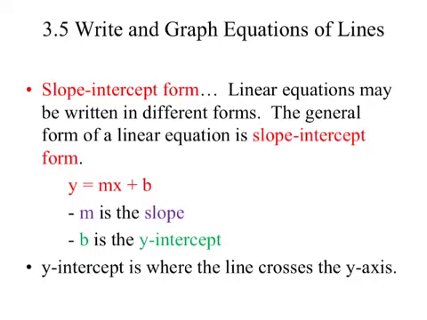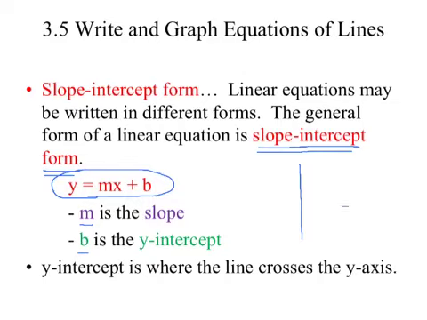First of all, slope-intercept form. Linear equations may be written in different forms. The general form of a linear equation is the slope-intercept form. You guys learned a lot more forms back in algebra, but we are going to do just the slope-intercept form, which is right there. Y equals mx plus b, where m is your slope and b is the y-intercept. If I am to just sketch a quick graph of a line, b is the y-intercept. It's where it crosses the y-axis. So this point would be 0, comma, whatever the y is, wherever it crosses.